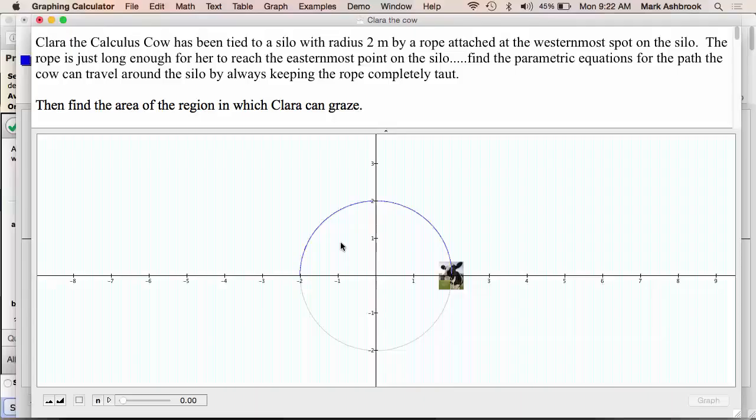One end of the rope is tied to Clara, and the other end of the rope is tied on the leftmost point, or the westernmost point of the silo. And the rope is just long enough for her to get to the easternmost point. If the rope wrapped around the silo like that, she could get exactly to the easternmost point. And so the question is, what is the boundary of what she could graze? So it looks like this. She's keeping the rope as taut as she can.